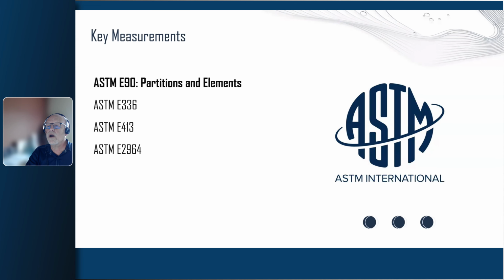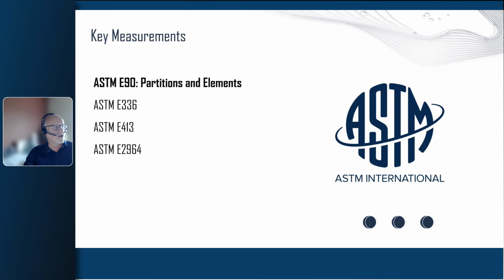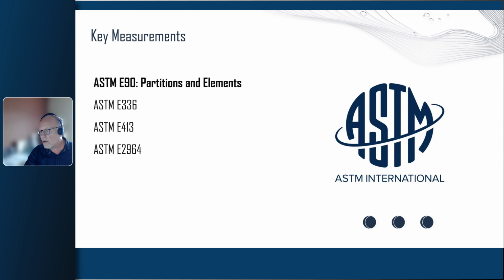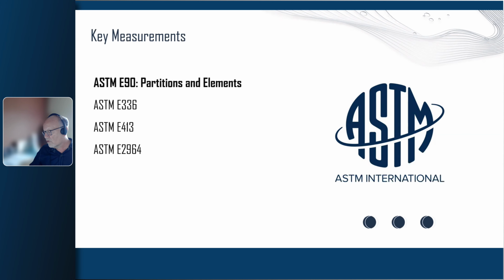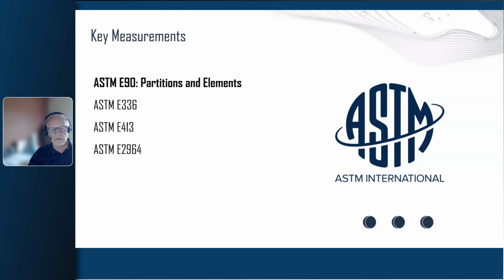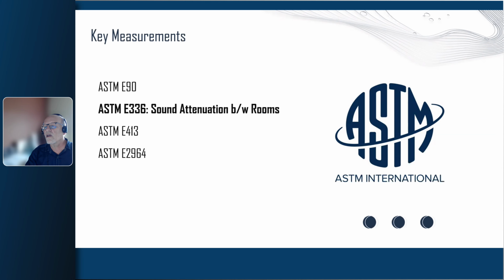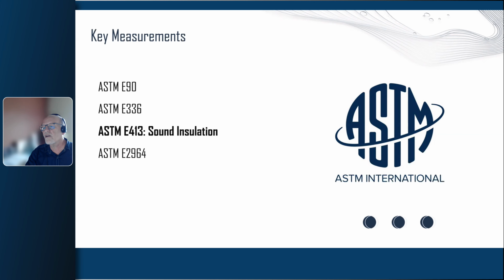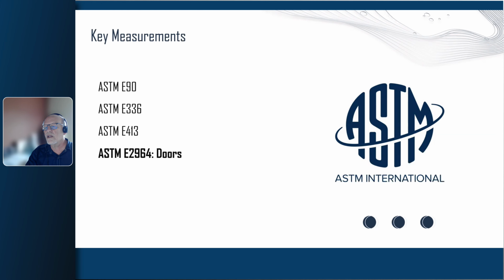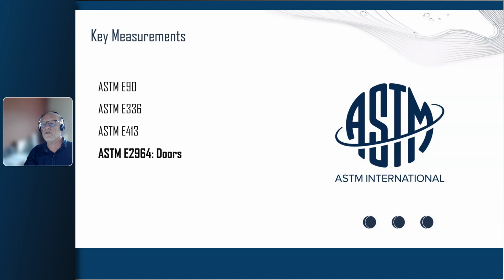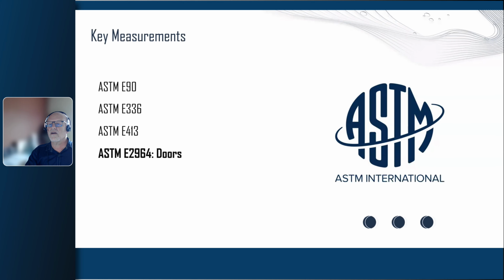These are the ASTM requirements. I mentioned that STC is a definition that's provided by ASTM. So E90 refers to partitions. E336 is the sound attenuation between rooms. E413 has to do with the test standard and the sound insulation, and E2964 is specific to doors. I'm going to run through these just on this sheet. You're going to get a copy of this so you can reference these ASTM numbers. They're the ones that we would want to see in specifications.